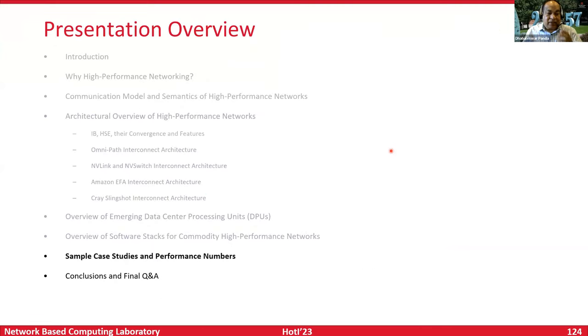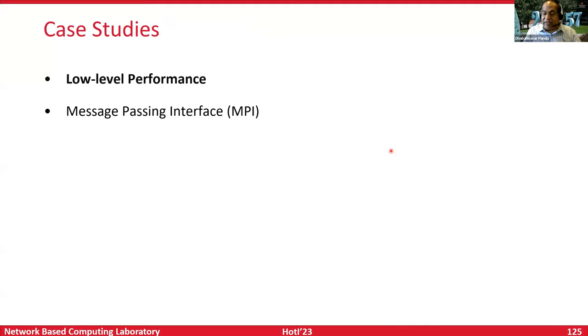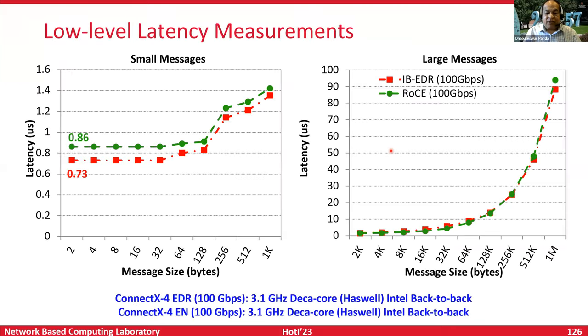So then let's take a look at the actual performance. That comes to this question. Here, we'll try to show you, just to get a feeling, the low-level network performance. And then we'll take one such middleware, which is MPI, and show you how these numbers come. So let's take a look here. You remember we talked about InfiniBand and RoCE. The adapter is very similar. RoCE is Ethernet compliant.